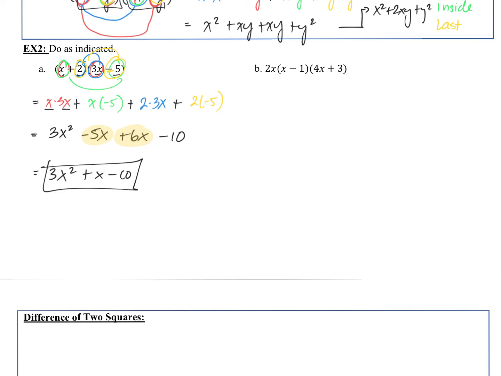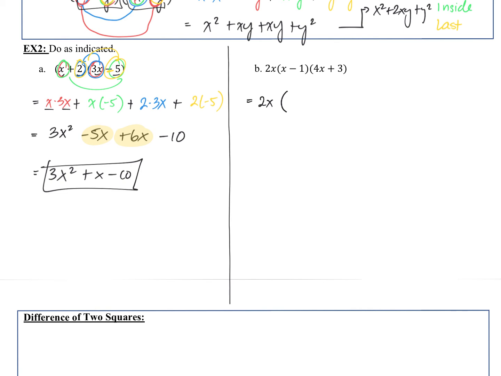Not too bad. So let's go ahead and apply this method for FOIL in a slightly more complicated problem. So notice here we have a monomial being multiplied to a binomial and another binomial. So there are two binomials. Now there are different ways to approach this problem. What I'm going to do is first multiply out the binomials and then multiply in the monomial. So I'll drop down the 2x. I'll open up my parentheses because we're still going to be multiplying. And then I'll go ahead and multiply out the two binomials.